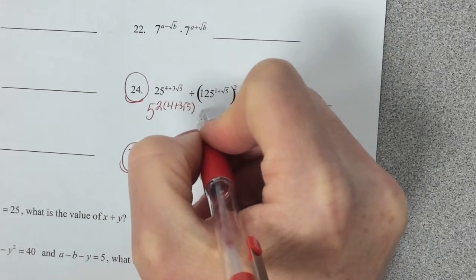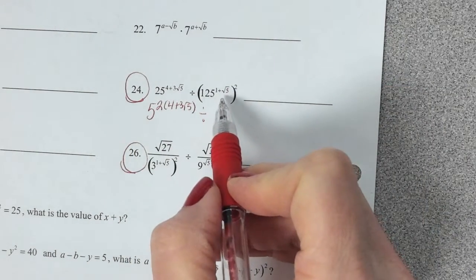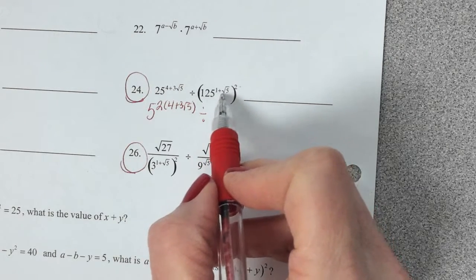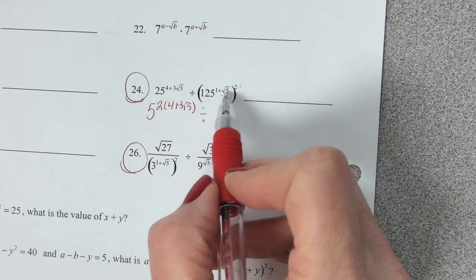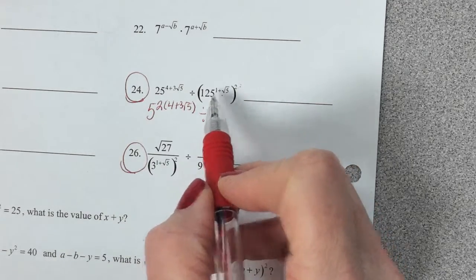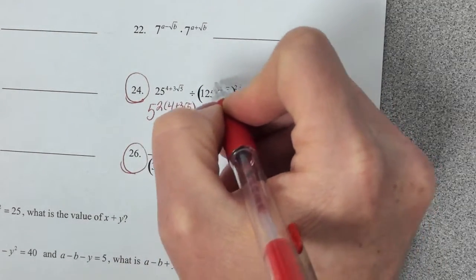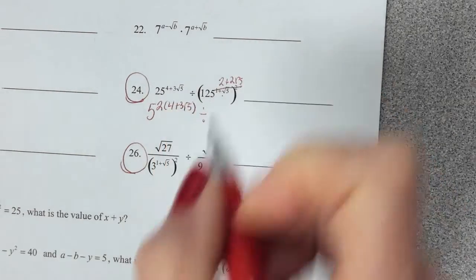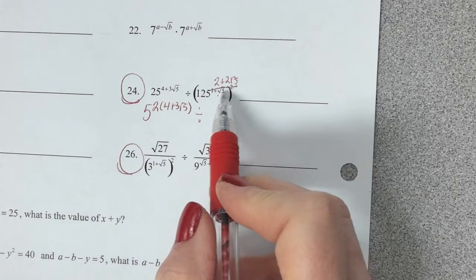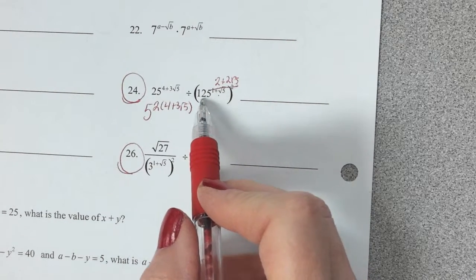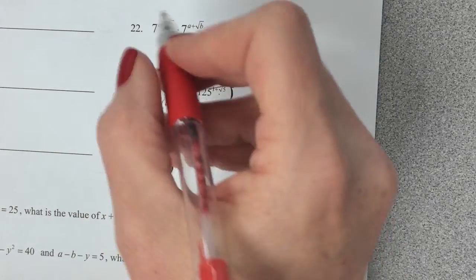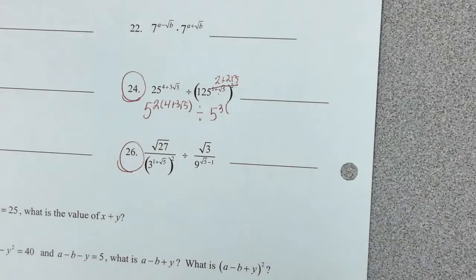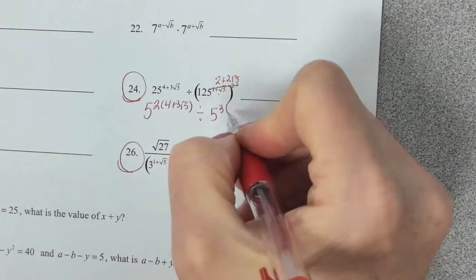And then we have divided by. Now, I'll work with this in just a minute, but what can I do if I have a power to a power? What can I do with those two numbers? Multiply them, right? So I can just change this whole thing, multiply it out, 2 plus 2 radical 5. Just get rid of it, because I multiplied them. And so now, what's another name for 125? 5 to the what? 3rd. So I have 5 to the 3rd. And then I still have this.